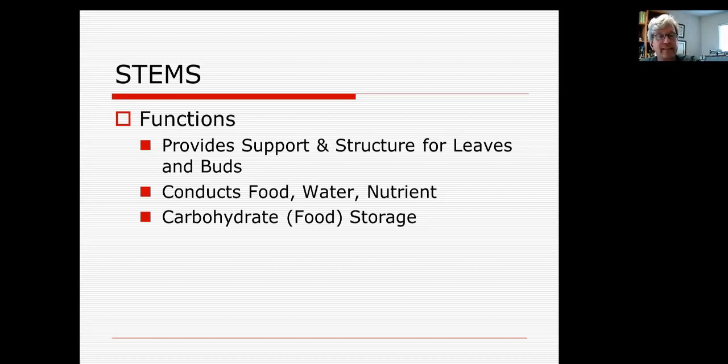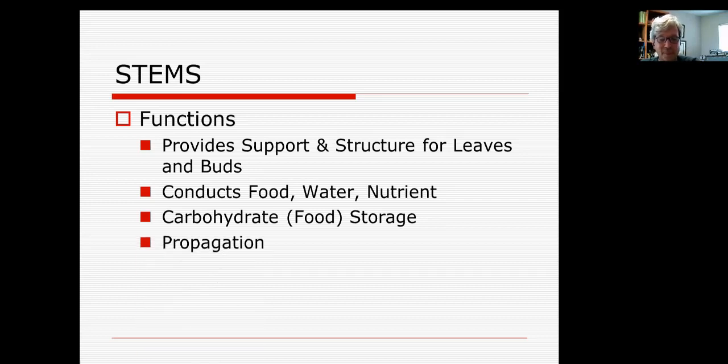Can you think of a stem that stores food? Sugarcane. Sugarcane's an excellent example because the carbohydrates are being stored within the stem. It also has a lot of that vascular system in it too. There's another one that's kind of a trick answer. It's a specialty stem. Wait a minute, I'll show it to you when we talk about types of stems in a second.